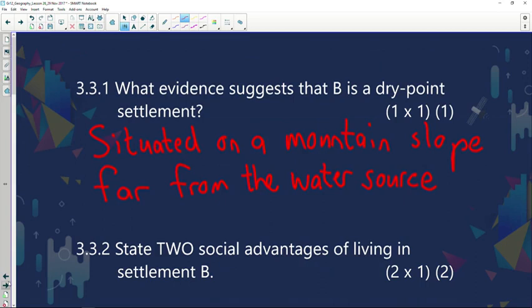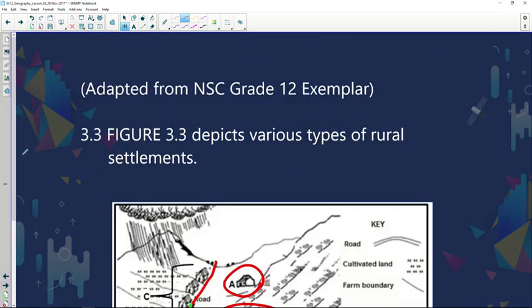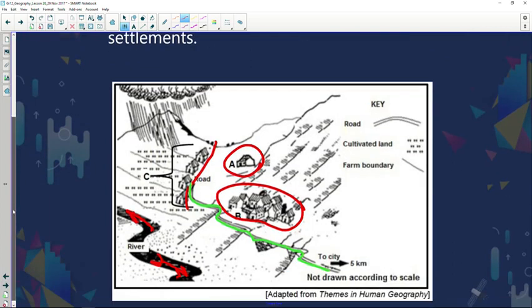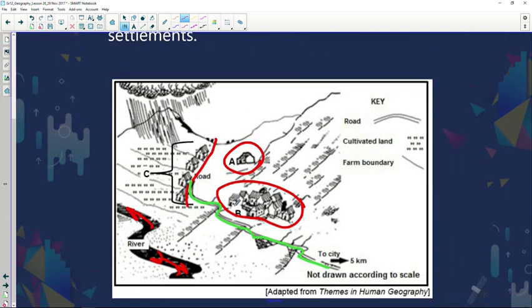Now, if you look at question 3.3.2, state two social advantages of living in settlement B. Now, let's just quickly have a look at settlement B. As you can see, they are definitely nucleated. They're living close together. In comparison to settlement A, it's isolated, far from everything else. Now, we already established it's a dry point settlement because it's far from the river. But what's the advantage of people living close together?